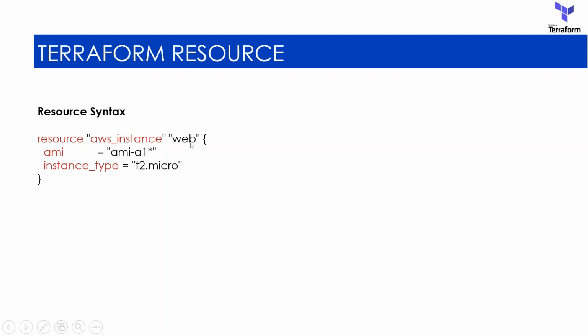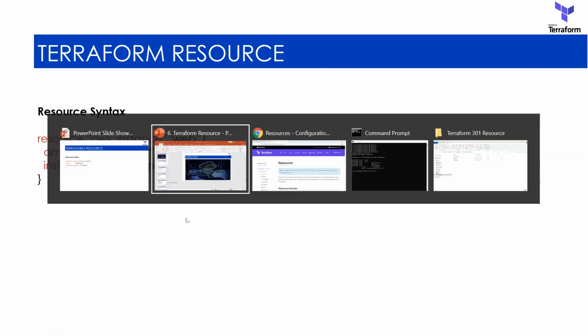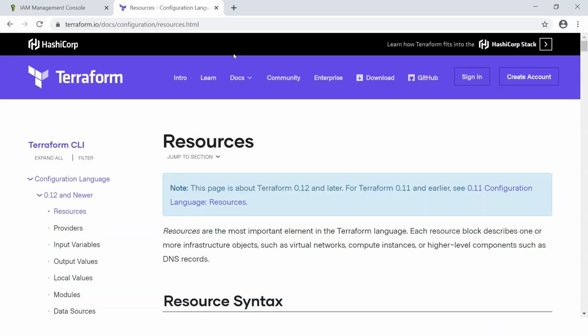And the name of the resource, we can put anything for identifying it, like web server, database server, or an Nginx server or any other server. And then the mandatory attributes in the AWS instance resource are ami, with its value, and instance_type, t2.micro, or as per the type that AWS supports. So let me go and see what the resources are and how we'll find them.